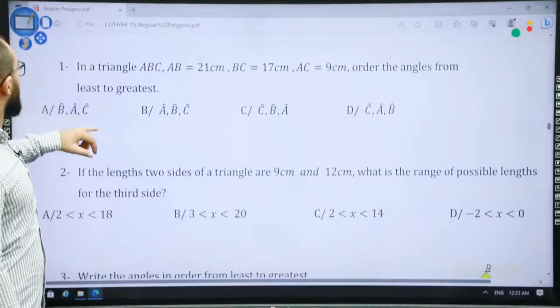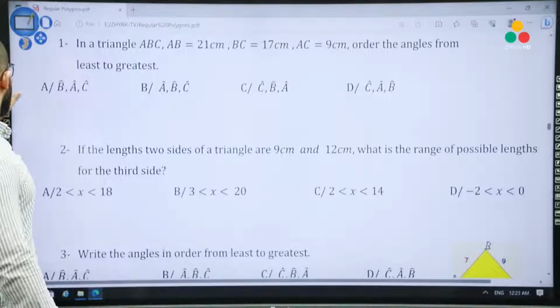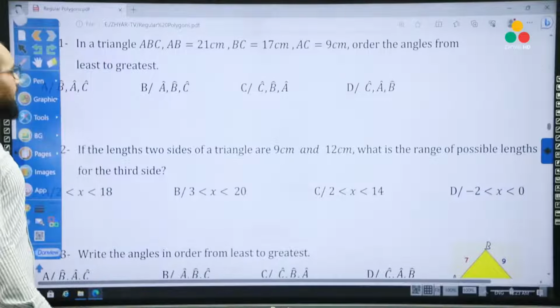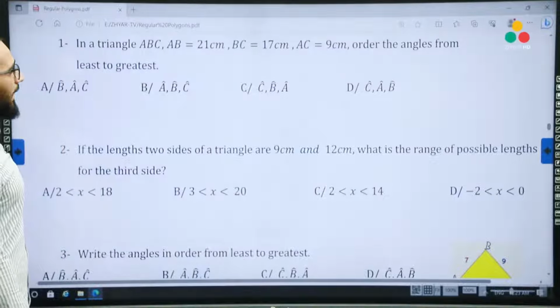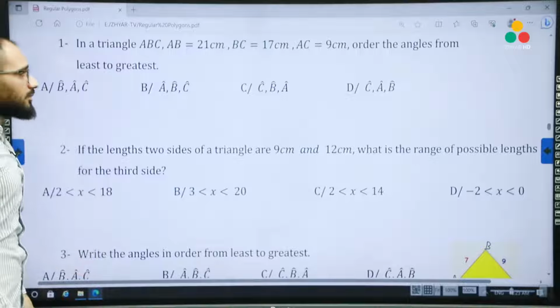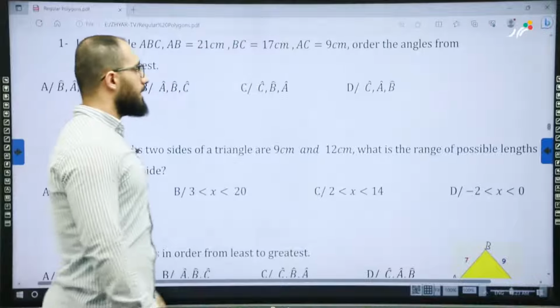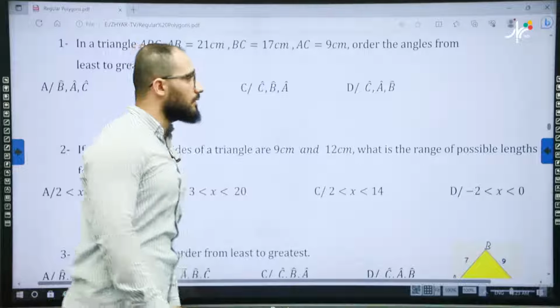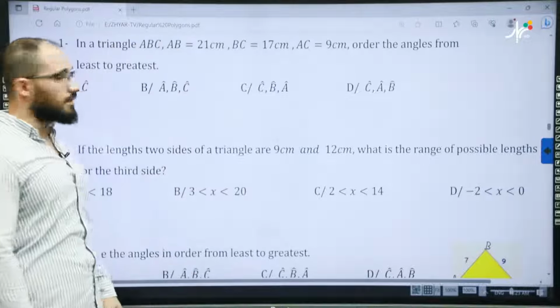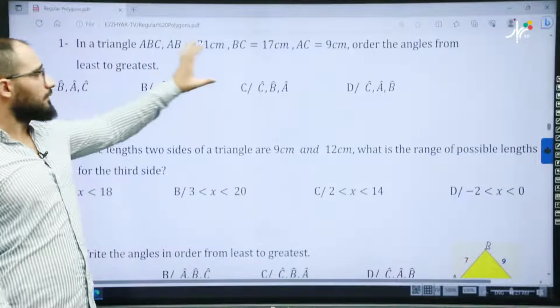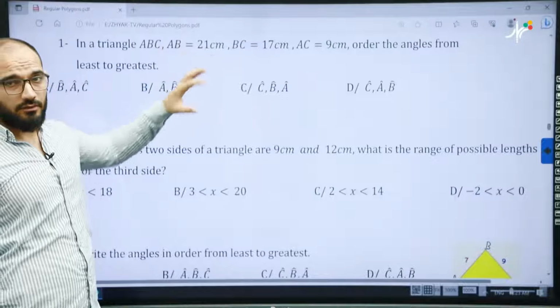Finally, we reached the practice questions. The first question says, in a triangle ABC, AB is equal to 21 centimeters, BC is equal to 17, and AC is equal to 9 centimeters. Order the angles from least to greatest. We can solve that question once we draw the graph.